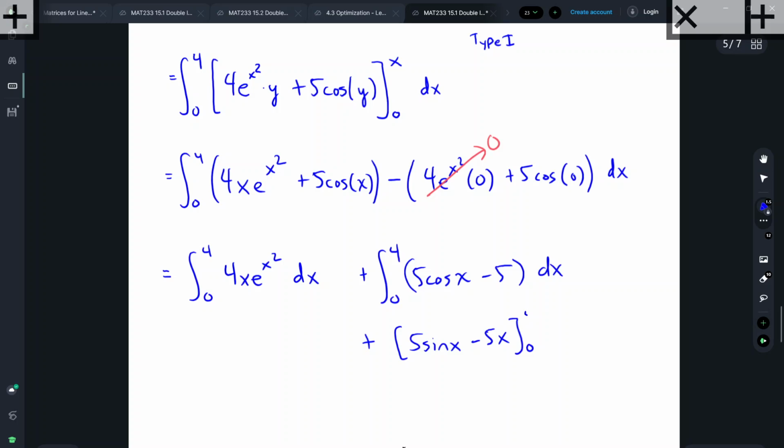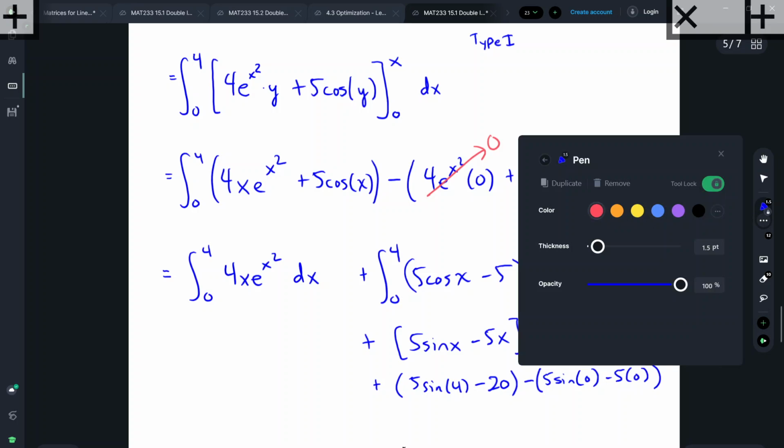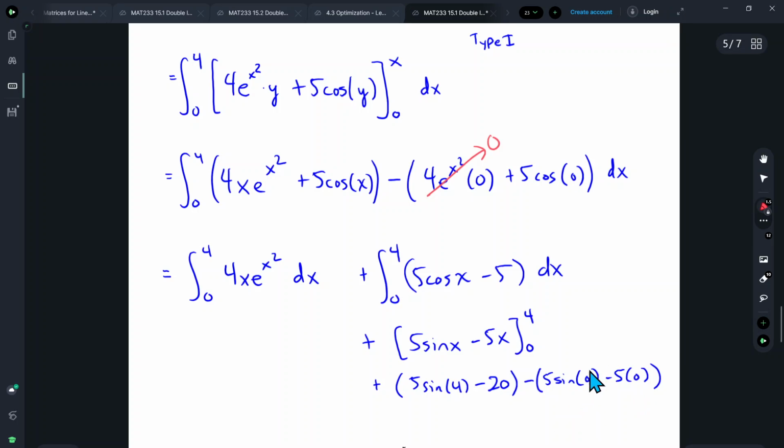And I need to evaluate at the endpoints. So plugging in for x, you get 5 sine of 4 minus 5 times 4 is 20, and then minus 5 sine of 0 minus 5 times 0. Again, sine of 0 is 0, and then 5 times 0 is 0. So this whole term is 0. Okay, so this is the calculation for this part. Now let's go back to this thing.